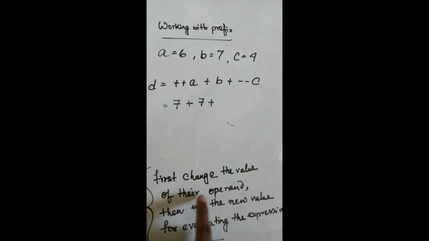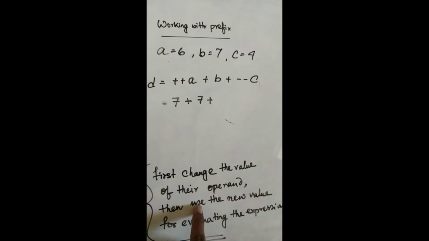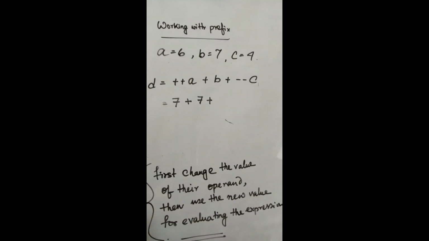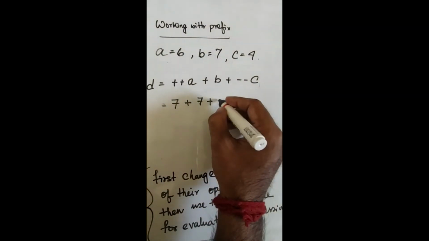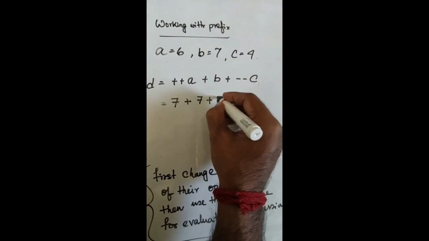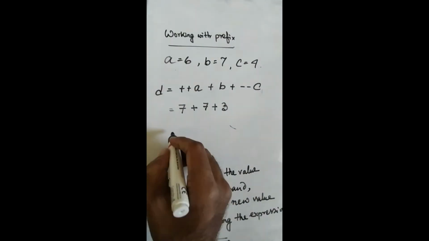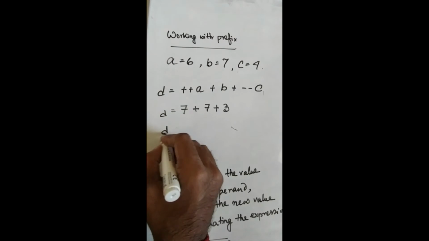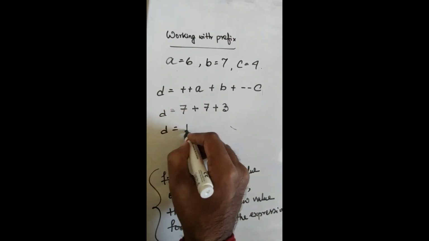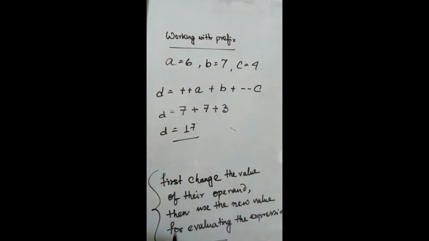Now we have changed the value, and then we will use the new, updated value, which is 3, for evaluating the expression. So after changing the value we use it here, 3. Now we can calculate the value of d, that is 17. So this is our answer.